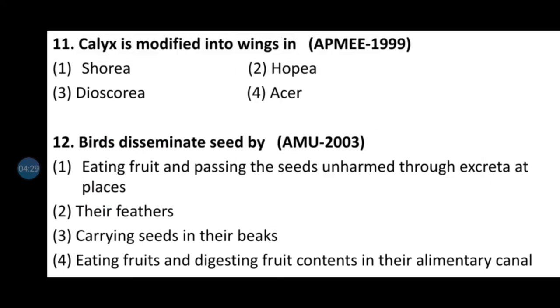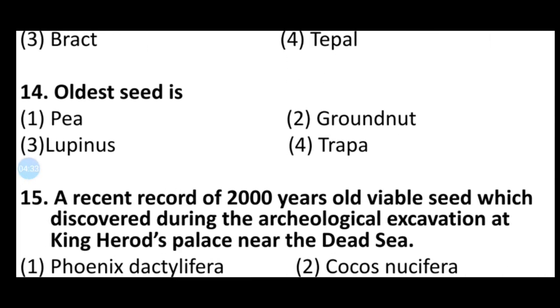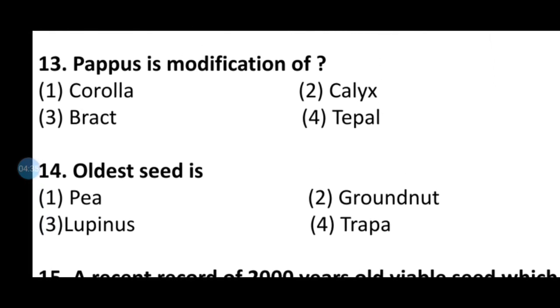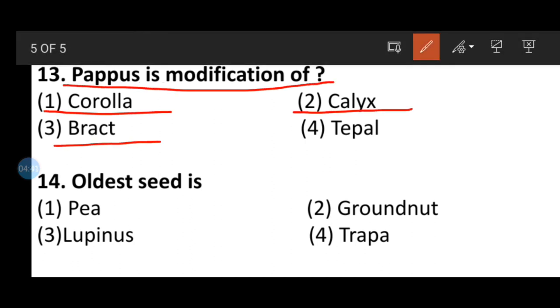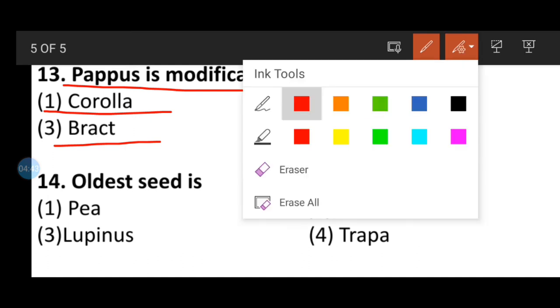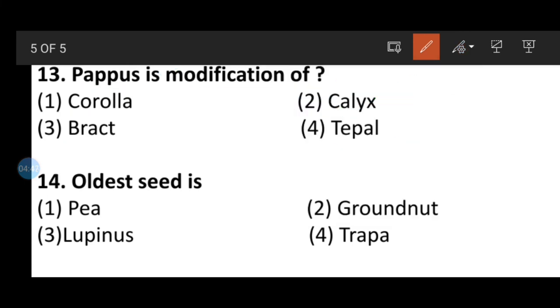Question number 13. Pappus is a modification of: option number 1 corolla, second is the calyx, third is the bract, fourth is the tepal. So here the correct answer will be the calyx. Calyx is the modification found in the pappus.